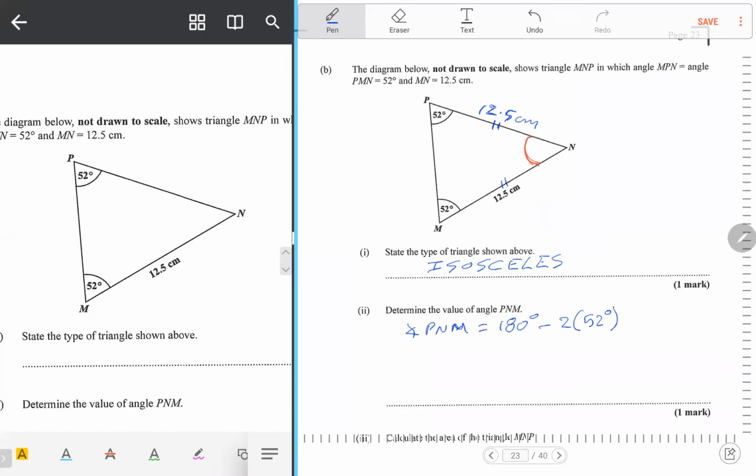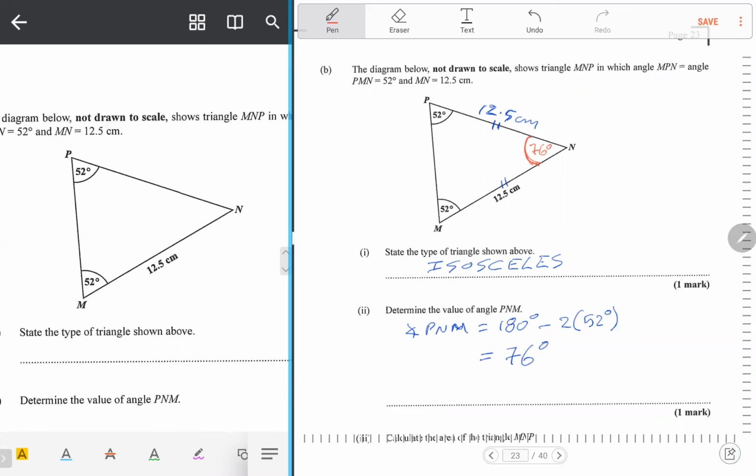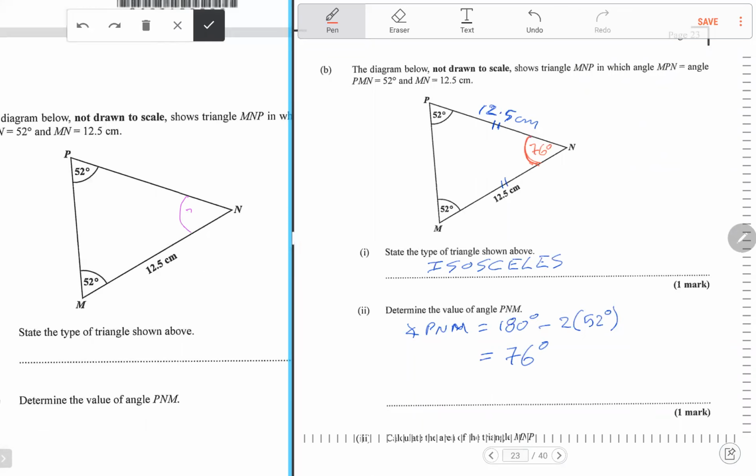So this is 76 degrees. Put it on the diagram right away. Don't even hesitate. As soon as you know something, put it on the diagram. So that angle is 76 degrees. I'm going to put it over this side. And this is 12.5 centimeters.